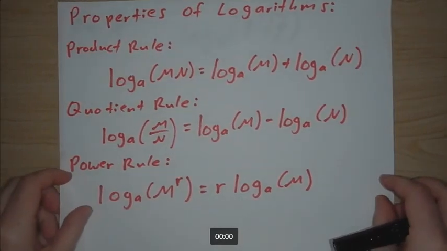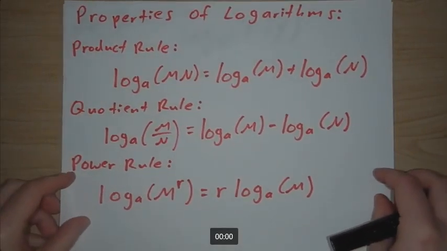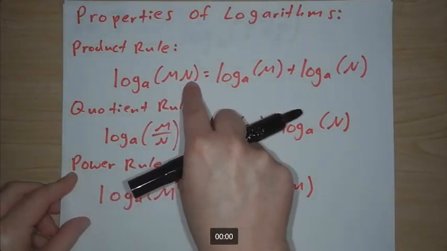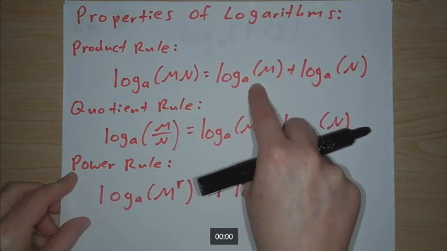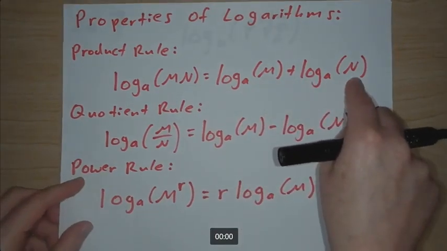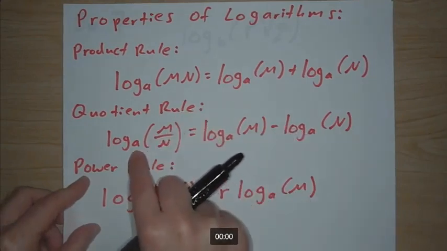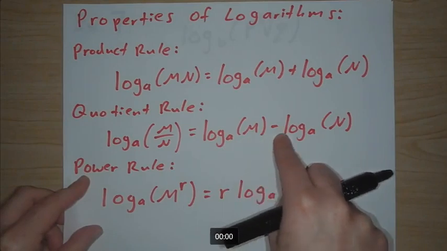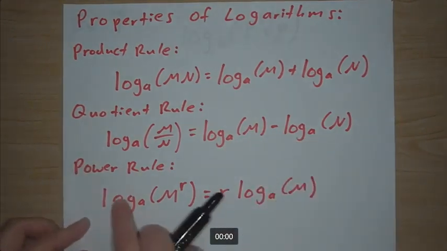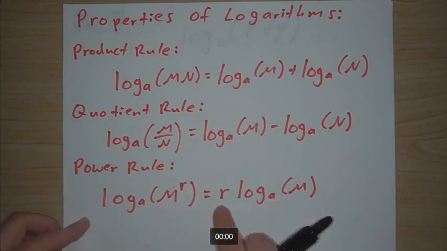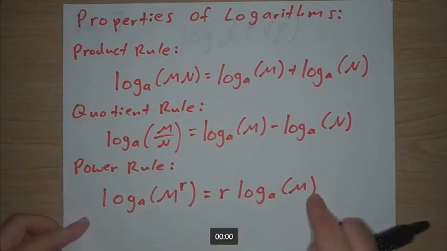So we have these properties of logarithms. We have a product rule, a quotient rule, and a power rule. The product rule is where we have log base a of m times n is equal to the log base a of m plus log base a of n. Our quotient rule is log base a of m over n is equal to log a of m minus log a of n. And our power rule, log base a of m to the exponent of r, is equal to r times log a of m.